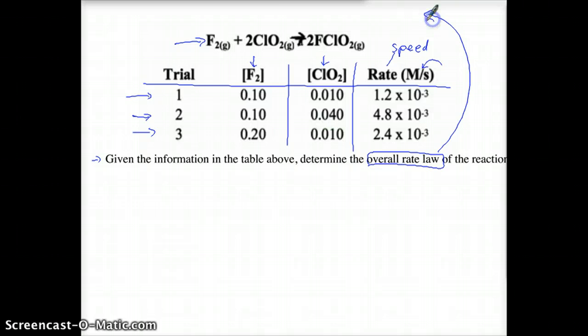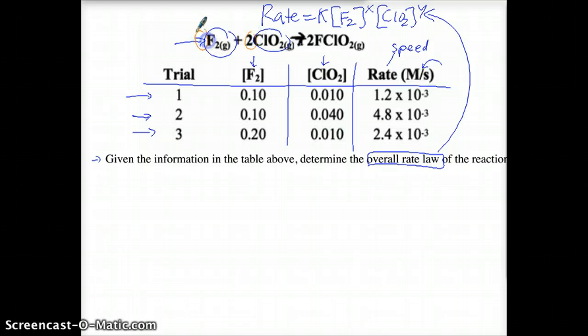So remember our general form of the rate law. Rate equals K times the concentration of our reactants. So which reactants do we have? We have F2, which is going to be to some power of X, and ClO2, which is going to be to some power of Y. A thing to note, the coefficients, in this case a 1 and a 2, have nothing to do with the rate law. The coefficients don't matter. The mole ratio doesn't matter. But what we need to be able to figure out are these 3 things: K, X, and Y. That's our goal. Can we figure out those 3 things?